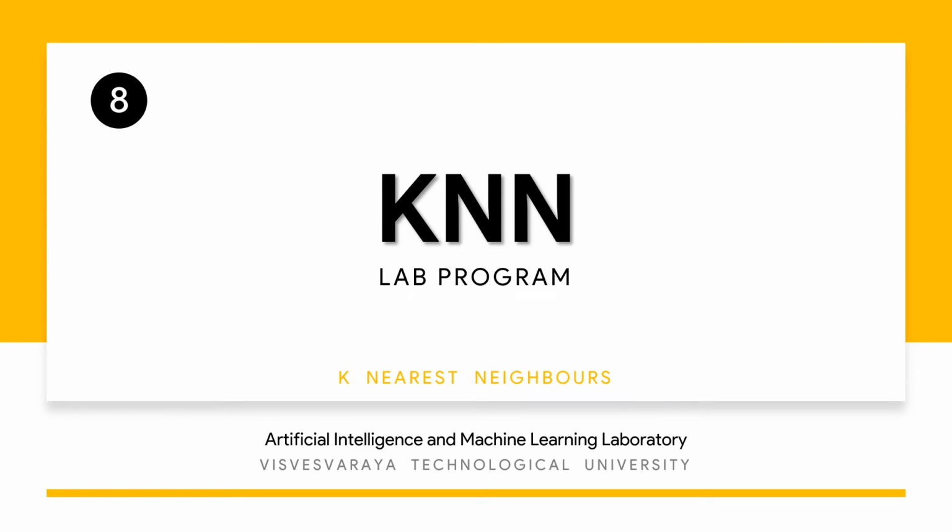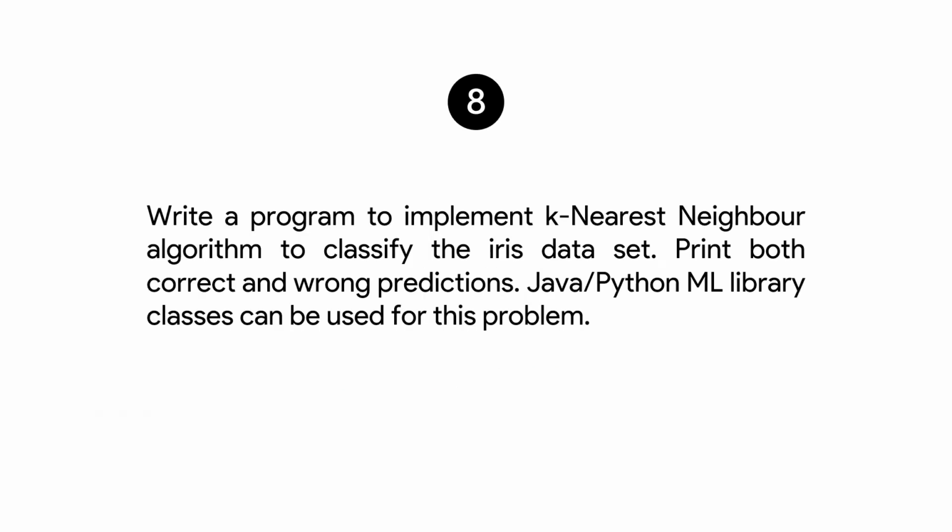This is the 8th program in the VTU AIML lab syllabus, K nearest neighbors. Write a program to implement the K nearest neighbor algorithm to classify the iris dataset. Print both correct and wrong predictions. Java or Python ML library classes can be used for this problem. As per the question, we will have to use the iris dataset.